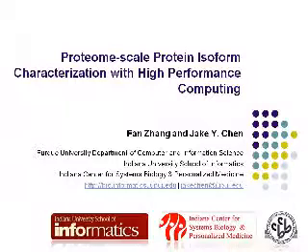So good morning and welcome to the final session in the Health and Wellbeing track at the Science Workshop. It's my pleasure to introduce to you Chen from the Purdue University Department of Computer and Information Science. And Jake will be talking to us today about proteome-scale protein isoform characterization with high-performance computing.